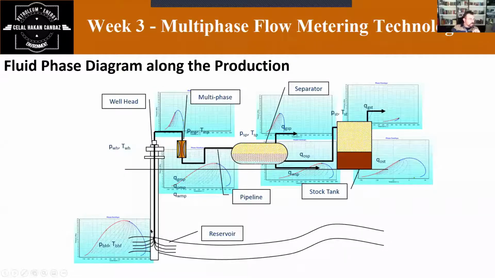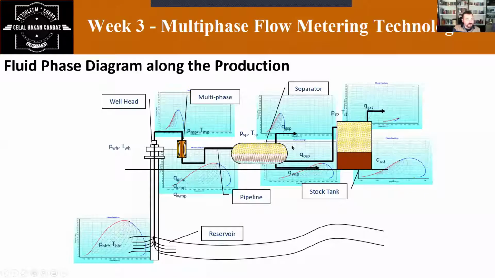So in your reservoir, it comes through to your wellhead, your wellhead conditions change, and your phase diagram also changes. It comes to your line conditions in your multiphase, your phase diagram will change again. In the separator it will also change, as separation will occur. After separation, your gas phase diagram will be like this, because you have almost dry gas, right?